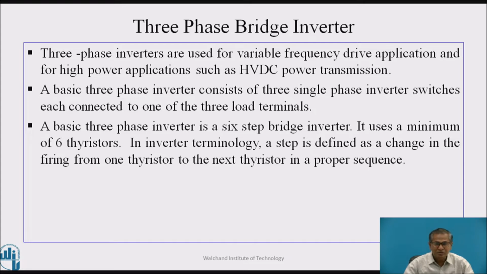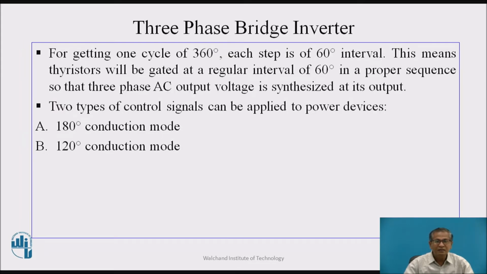In inverter terminology, a step is defined as the change in the firing from one thyristor to the next thyristor in the proper sequence. For getting one cycle of 360 degrees, each step is of 60 degree interval. This means the thyristors will be gated at a regular interval of 60 degrees in a proper sequence so that a three-phase AC output voltage is synthesized at its output. Two types of control signal can be applied to the power devices: 180 degree conduction mode and 120 degree conduction mode.